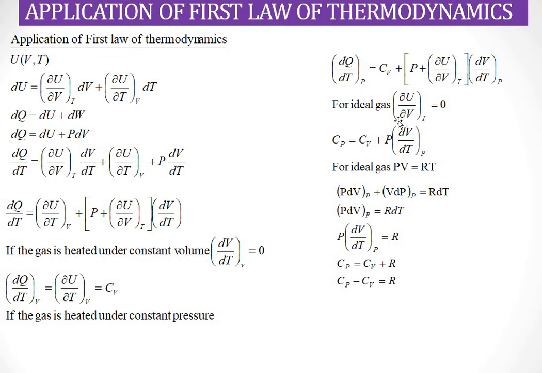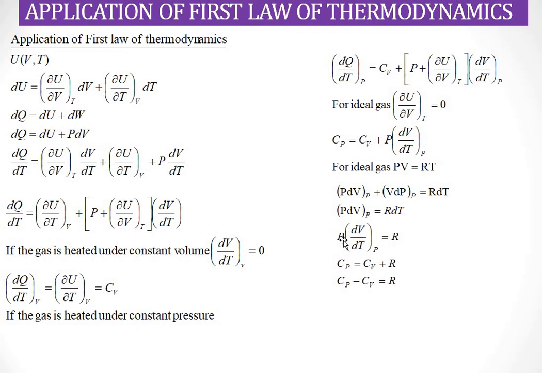Next we are going to calculate dV/dT at constant pressure. In order to calculate it, we have to write the ideal gas equation, that is PV is equal to RT. When we differentiate this equation, first we differentiate V by taking P as a constant, so P dV at constant pressure, plus we take V as a constant and differentiate P, so V dP, is equal to R dT. At constant pressure, what is dP? The change in pressure at constant pressure is zero, so this term will vanish. So you will get P dV at constant pressure is equal to R dT.